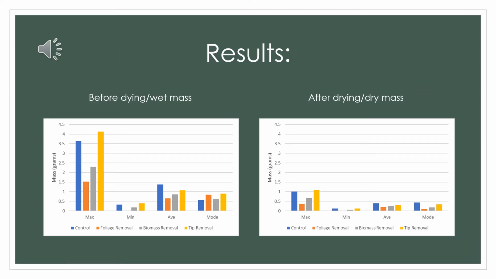For the mass of the leaves before and after drying, you can see by these graphs that the results followed a similar trend, where the tip removal had the highest mass before drying, and it would have the highest mass after drying, and that same trend would follow for most of the treatments across the maximum, minimum, the average, and also the mode.